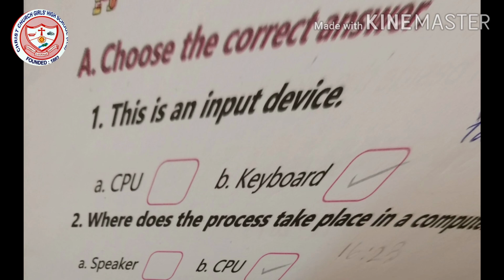Choose the correct answer. Which one is an input device? CPU or keyboard? Obviously, keyboard is an input device. Number 2. Where does the process take place in a computer? Speaker or CPU? Obviously CPU.